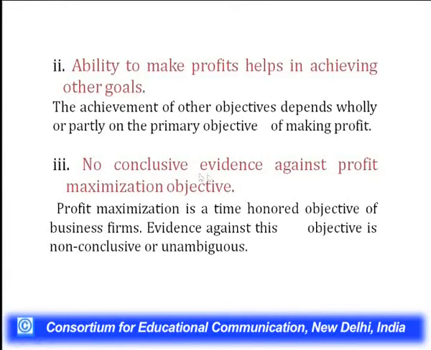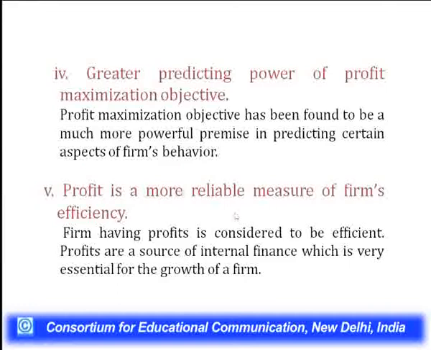Then there is no conclusive evidence against the profit maximization objective. Profit maximization is a time-honored objective of business firms. Evidence against this objective is non-conclusive or ambiguous. Greater predicting power of the profit maximization objective: it has been found to be a much more powerful premise in predicting certain aspects of the firm's behavior. So, a firm's behavior can also be predicted in a better way if the firms have the goal of profit maximization.